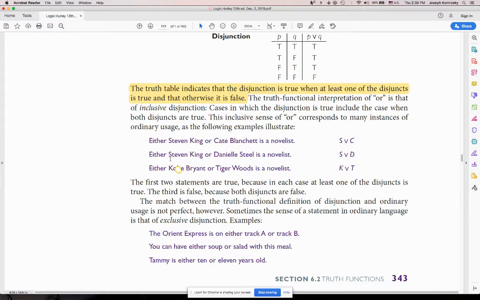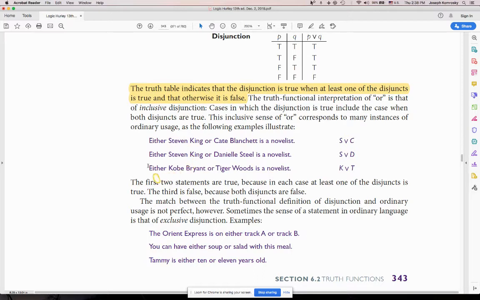Let's do this one. Either Stephen King or Danielle Steele is a novelist. Well, again, we already know the first side's true. We don't even have to look at this side. And by the way, in both of these, this person could be a novelist and Danielle Steele could be a novelist. It's still true, because you could have both sides true and it's still true, or you could have one side true and it's still true. So again, you just look at one of these, you find if it's true, and the whole thing's true.